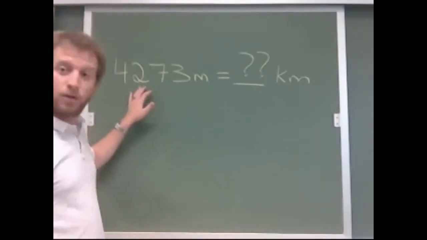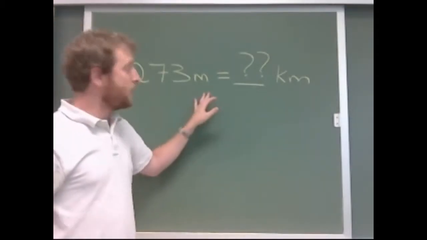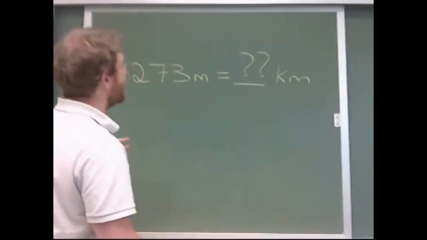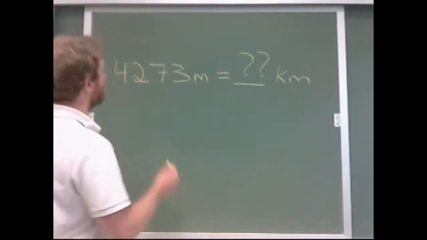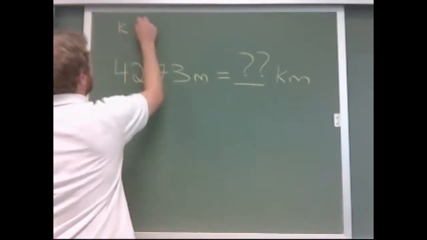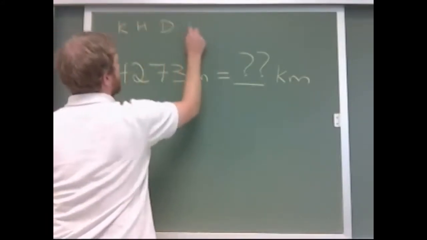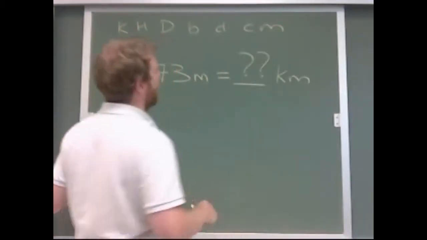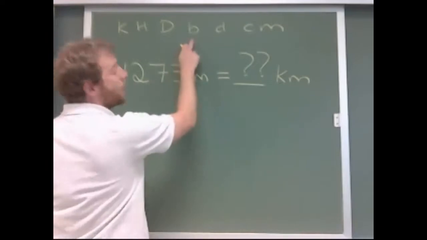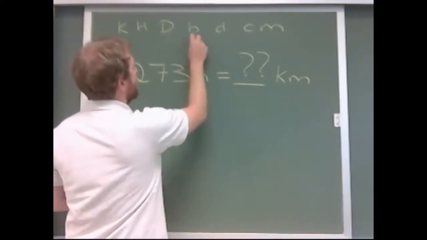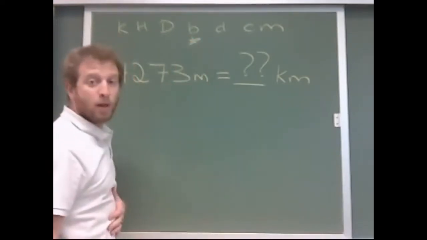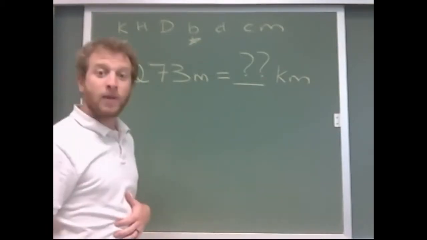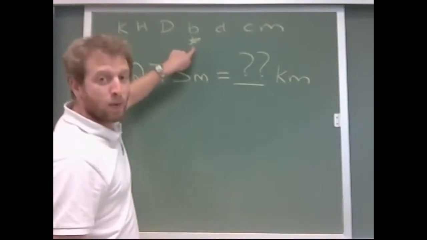So let's say if I asked you to go from 4,273 meters, I want to figure out how many kilometers that is. Okay? So what I do up at the top, I always put my King Henry quote. I do King Henry died by drinking chocolate milk. So I know I'm starting at my base, meters. So I'm starting right here, and I'm going all the way to kilo, going all the way over here. Okay, that's my first steps.